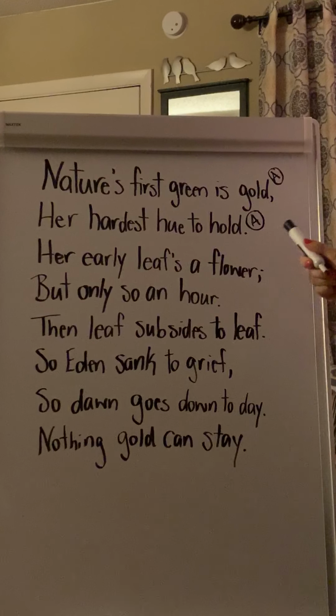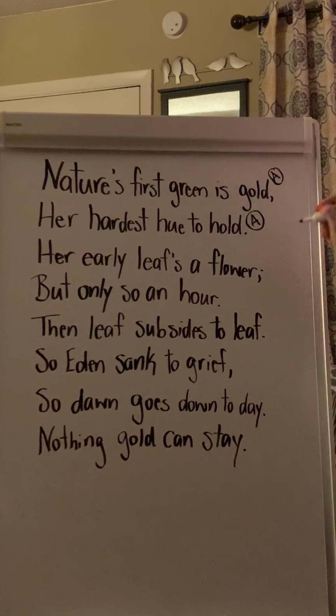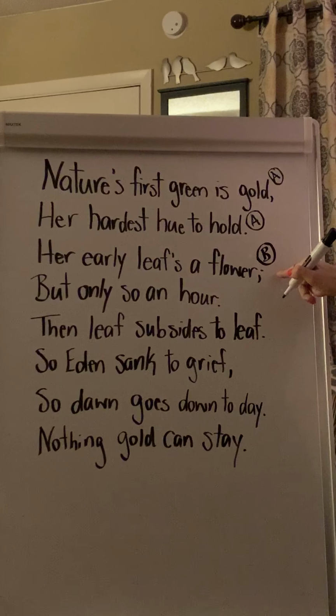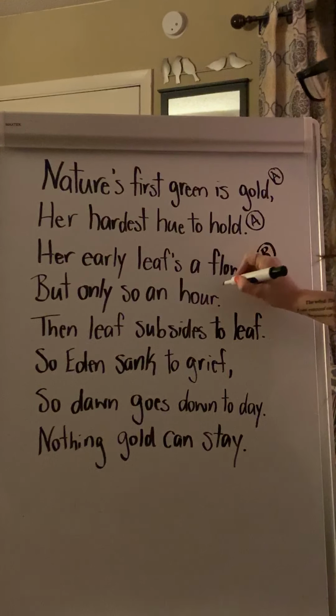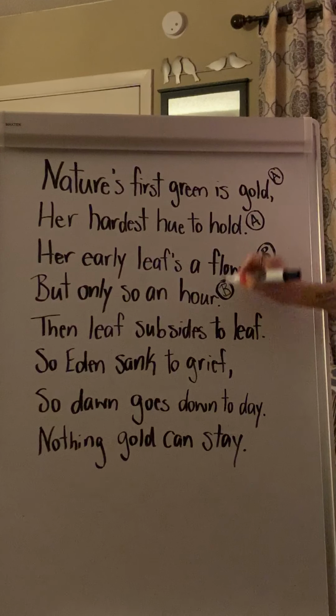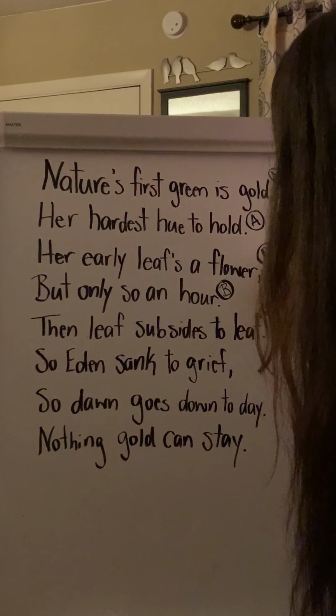Okay, then we look at the next one. Flower, does flower rhyme with hold or gold? No. So we're going to give it a new letter, B. Flower, hour, obviously, so we're going to give that one the letter B. And then we just go on down to the next one. Leaf doesn't rhyme with flower, hour, hold, or gold. So we're going to give it the letter C.